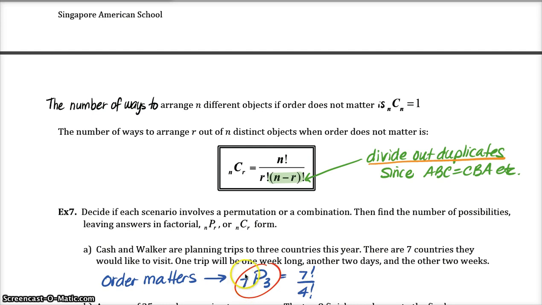So this is 7 different countries you can choose from. The order matters, so it's a permutation. You're going to 3 countries because you have one for 1 week, one for 2 days, and one for 2 weeks, because those are different. The order matters, so it's 7P3. So why don't you try the other ones now, pause, and see how you do.